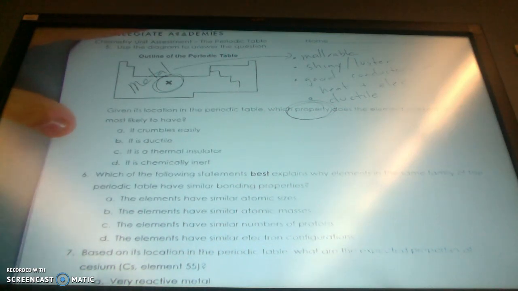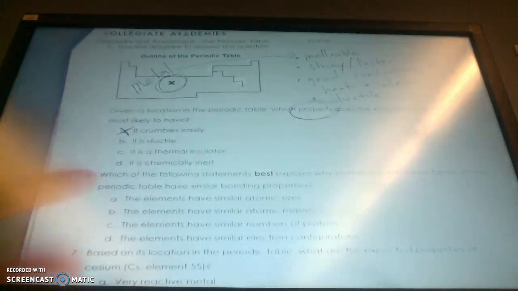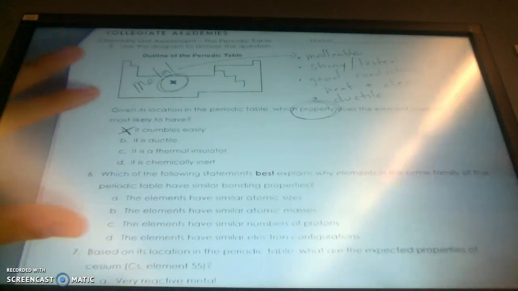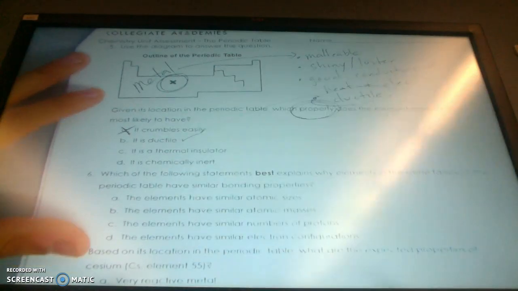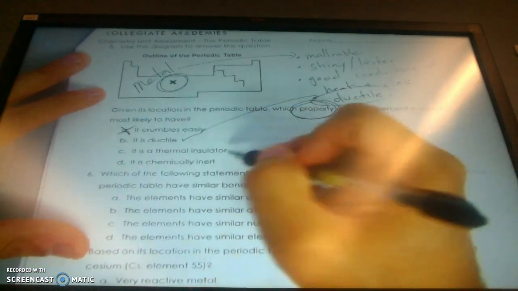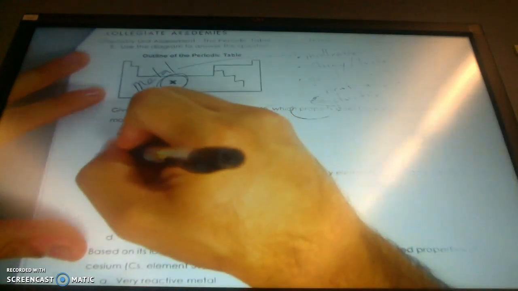So now I can go ahead and check if it crumbles easily. I'm thinking of a penny as a metal, and pennies don't really crumble, so that doesn't really make sense. It's ductile, that does fit, so that seems right. So I listed off ductile already. Is it a thermal insulator? Insulator is the opposite of conductor, so that is not true.